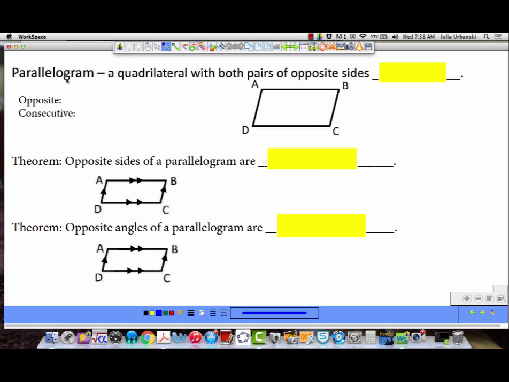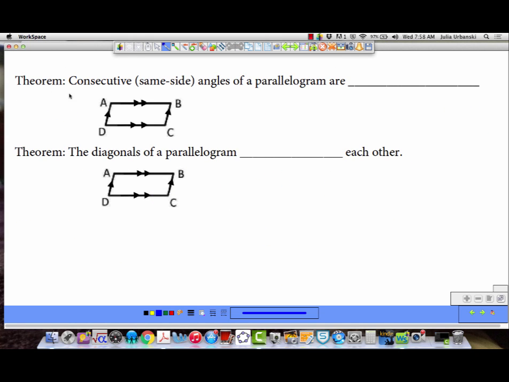You have another rule, consecutive. Do you remember what consecutive means? In a row, same side, right next to each other, nothing in between them. Good. So consecutive or same side angles of a parallelogram are, let me give you the hint, same sides are what? Supplementary, yep. Because we're dealing with a parallelogram, that means we're dealing with parallel lines. So if you can find the same side interior angles, they are supplementary.